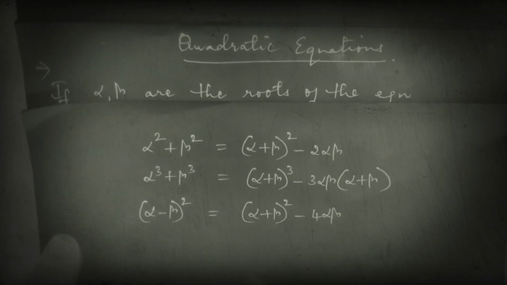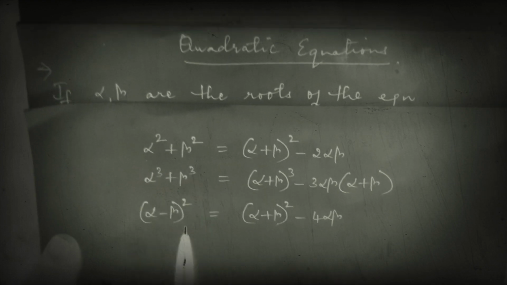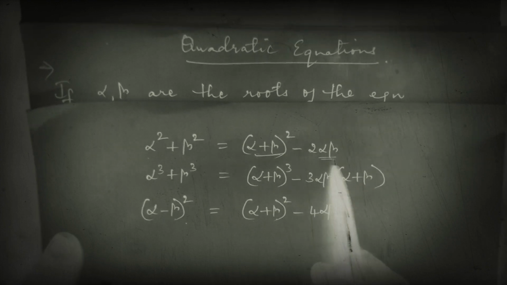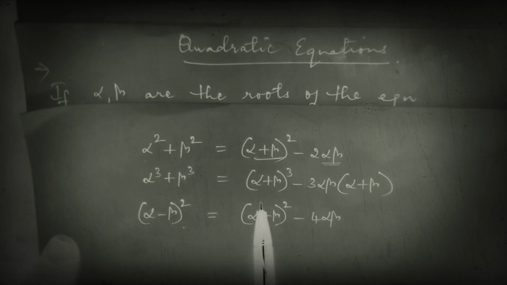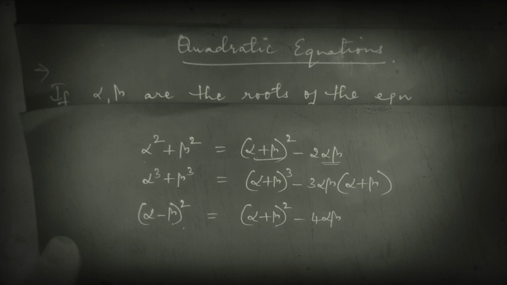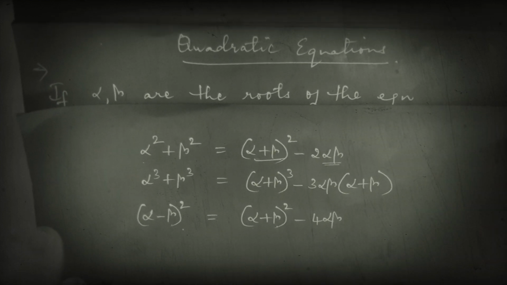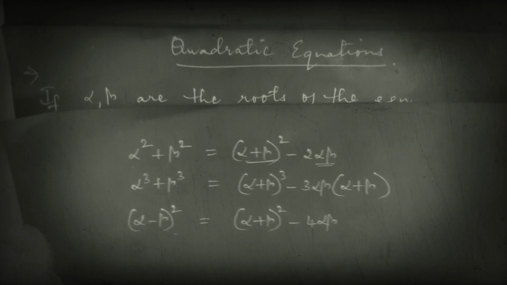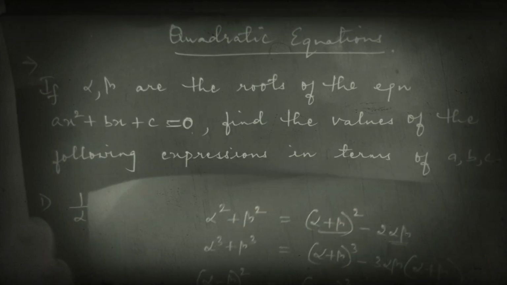You would have seen we are trying to express all these relations in terms of the sum of the roots and the product of the roots. This is what you have to keep in mind. Whatever expression is given for us to solve, it has to be changed into the form of sum of the roots and product of the roots. That is the simple logic behind doing these problems.